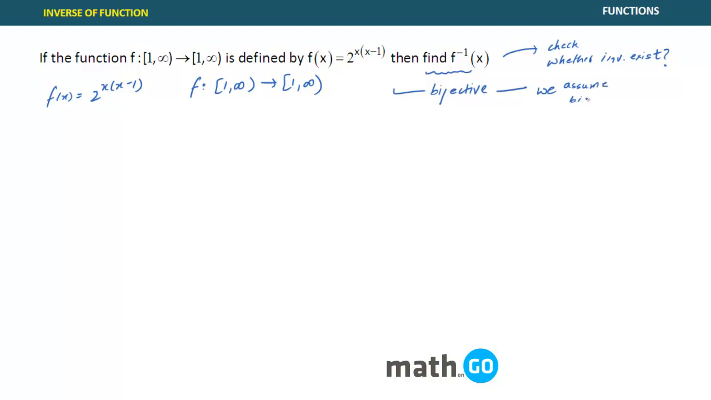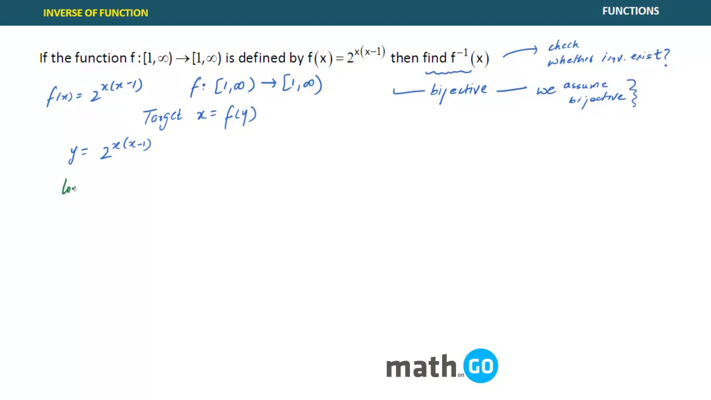We are assuming that it is bijective for JEE Mains level, believe me, but for advanced level you will definitely be solving for bijectivity first. So now the target here, let me write what is the target. You want to write x is equal to f(y) to find the inverse, right? So right now you have y is equal to 2 raised to power x into (x minus 1). So how do we do this?